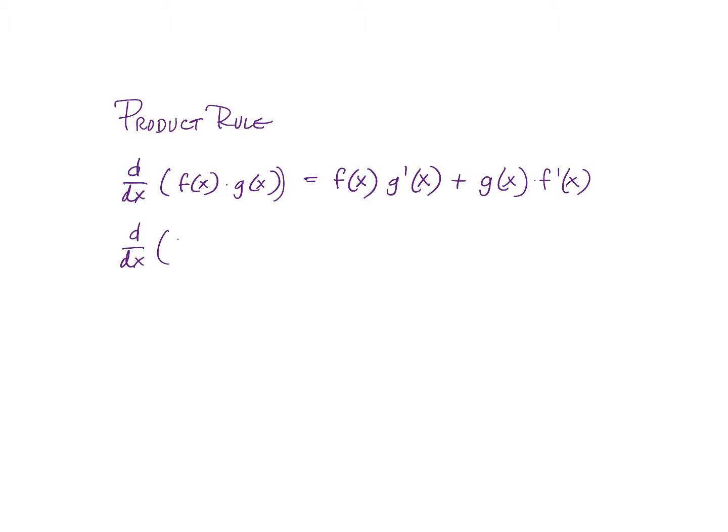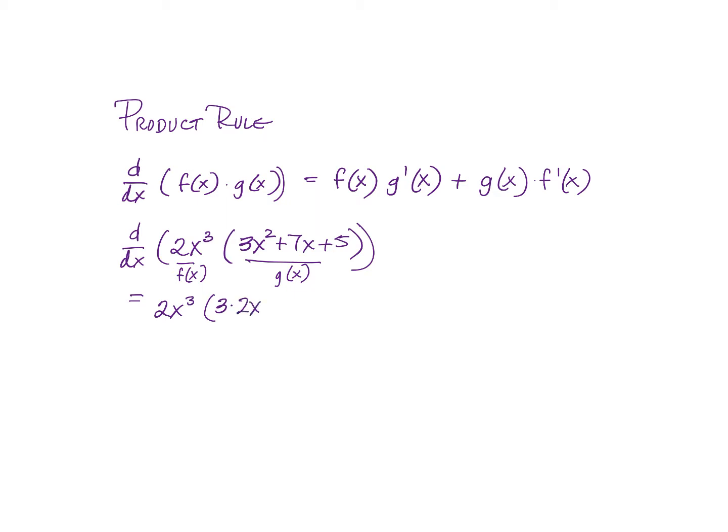Let's say I have 2x cubed is my f of x times, let's say, 3x squared plus 7x plus 5. And I want to take the derivative of the product of those two functions. The product rule says, let's go ahead and call this one f of x and this one g of x. The product rule says that the derivative is 2x cubed times the derivative of g of x. So the derivative of g of x, we have 3 times 2x to the first plus 7, and then plus the derivative of 5 is just 0, isn't it?